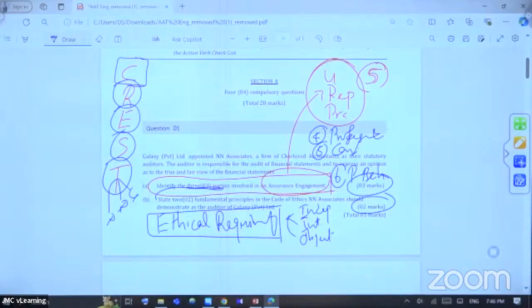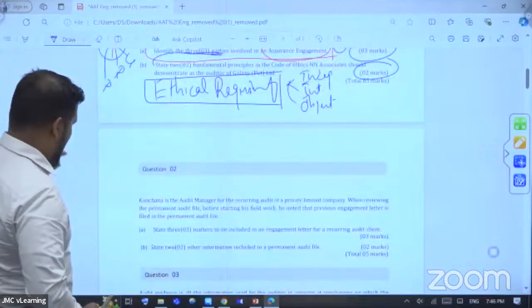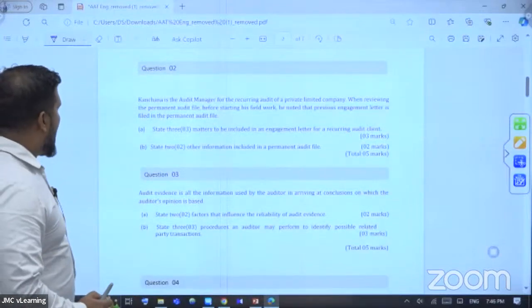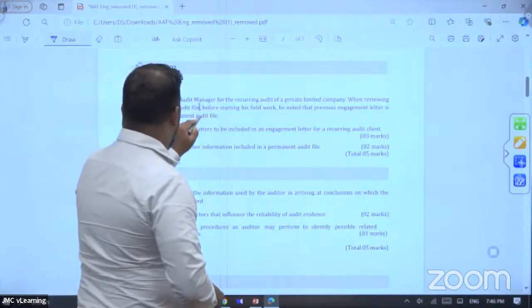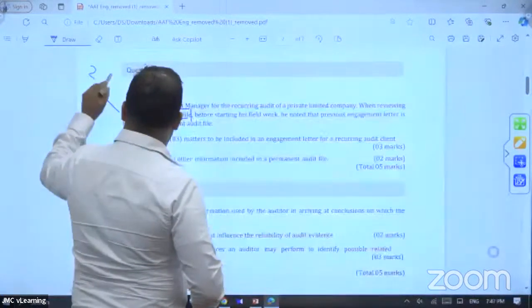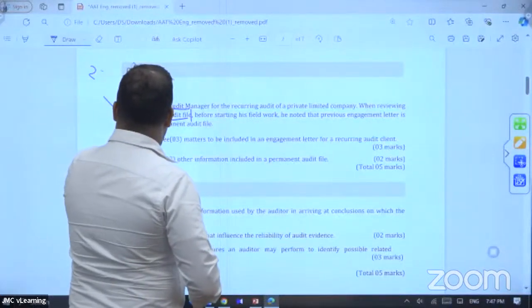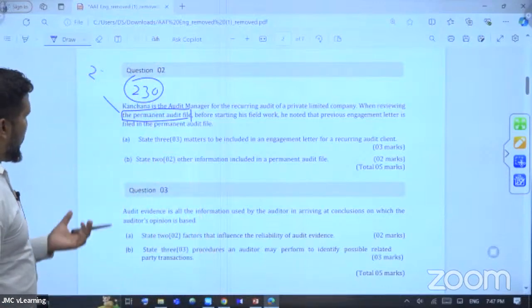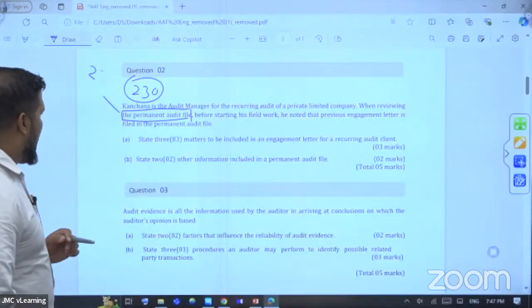Right, so we are moving to the second question. Kanchana is audit manager for the recurrent audit of a private limited company. When reviewing the permanent audit file, when you see this phrase permanent audit file, you need to understand the standard which is being tested here, which is basically SLSA 230, audit documentation. Before starting his field work, he noted the previous engagement letter filed in the permanent audit file.